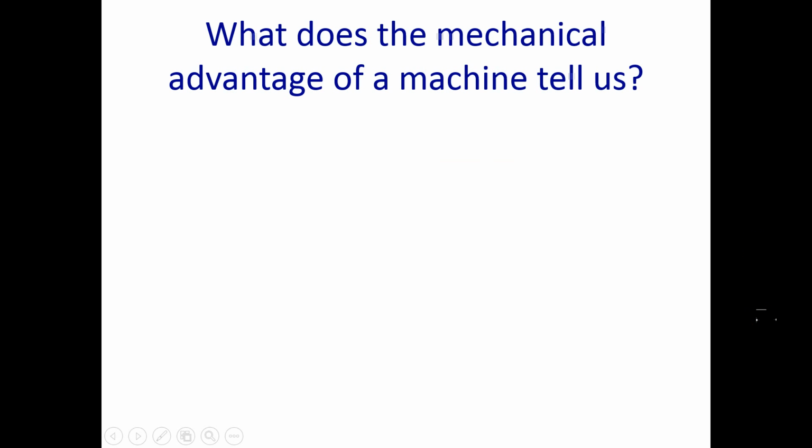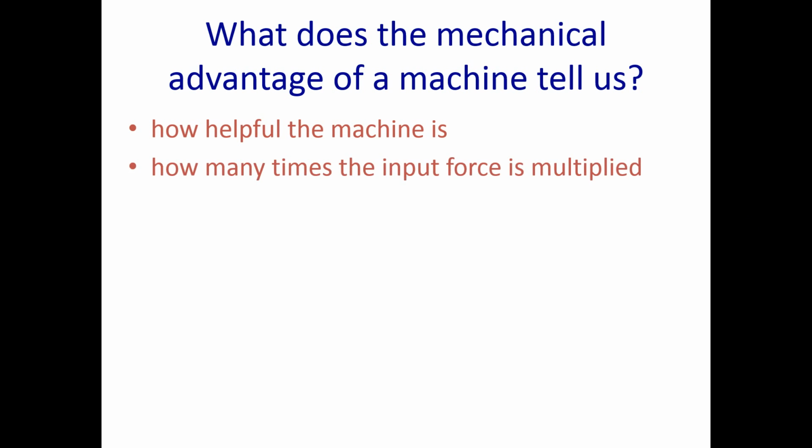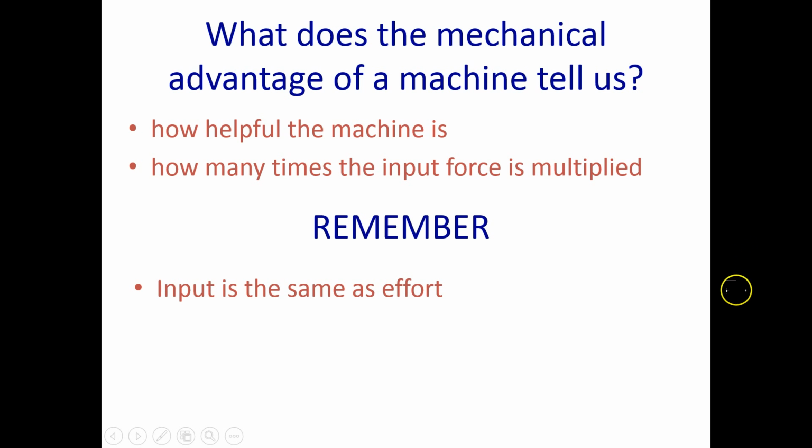What does the mechanical advantage of a machine tell us? Why are we calculating this? Well, mechanical advantage tells you how helpful the machine is. That's another way of saying how many times the input force, which is the force you apply, is multiplied by the machine you're using. It's important to remember, input, in this case input force, is the same as the effort. That's what you apply to the machine. So if you were using a pulley to lift a box, the amount of force that you use to pull on the rope is the input force or the effort force.